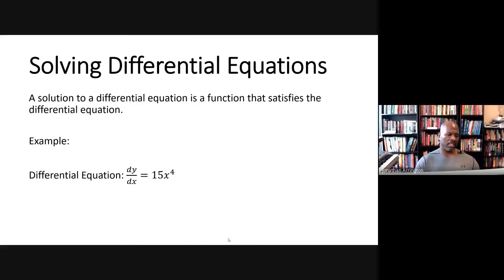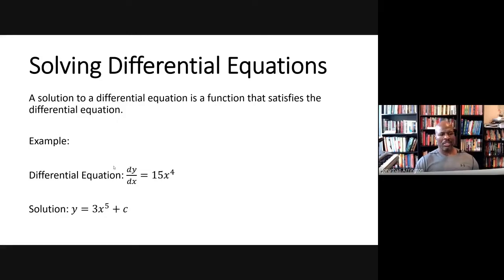So this is an example. Here's a differential equation: dy/dx equals 15x to the fourth. And the solution of that differential equation is 3x to the fifth plus c. If it's a solution, it'll satisfy the differential equation, meaning if I plug this in for y, dy/dx means take the derivative of this. And that, of course, will be 15x to the fourth. Of course, c is a constant. The derivative of a constant is 0, and you'll have 15x to the fourth equals 15x to the fourth. So it satisfies the differential equation.